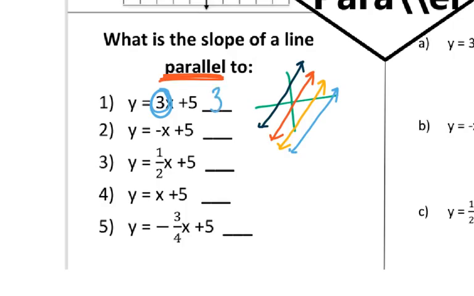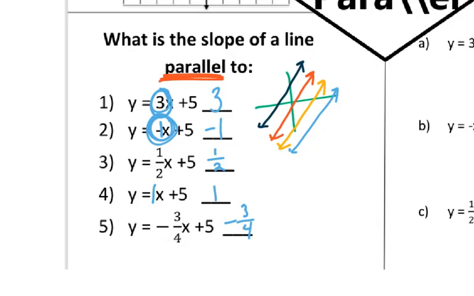And number 2, in front of the x is a negative. That's actually a -1. There's an invisible 1 right there. So this slope is -1. Number 3, the slope parallel is the number 1/2. Number 4, 1x on this page. So the slope that would be parallel would have a 1. Number 5, any line with a slope of -3 over 4 would be parallel to that original line.